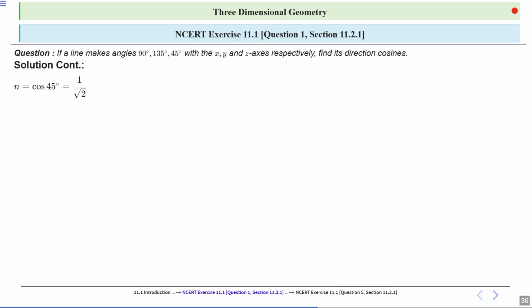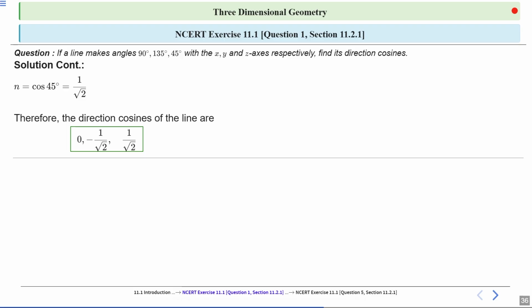Now let's find N. N equals cos 45 degrees. As you know, the value of cos 45 degrees is 1 divided by root 2. So N equals 1 divided by square root of 2. Therefore, the direction cosines of the line are 0, minus 1 divided by square root of 2, 1 divided by square root of 2.